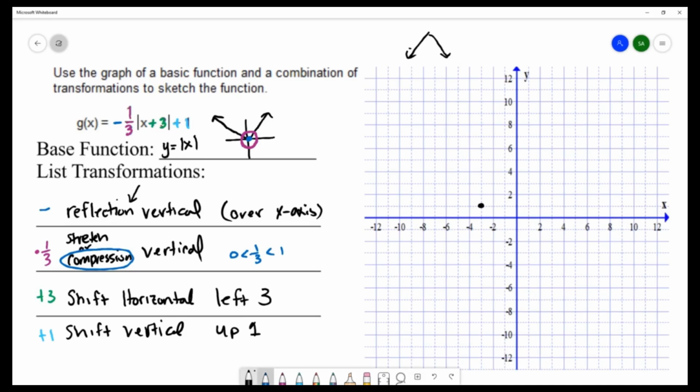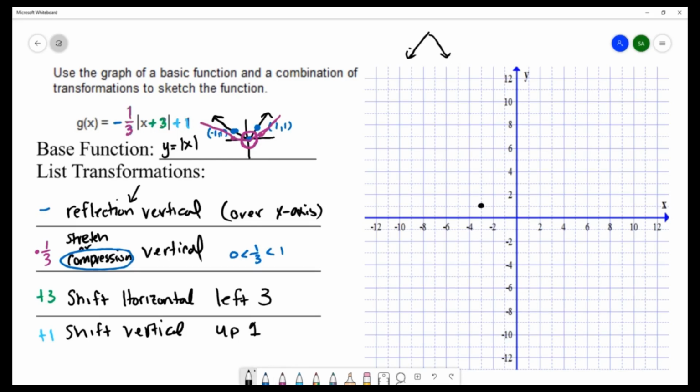So if I go back to this graph here, my base graph, we know where that corner occurs. It's at 0, 0. But then we have these 2 points here, which are 1, 1 and -1, 1. This compression is going to change just the y coordinate to be 1/3. So if we change it to be 1/3, that means that our V becomes a little bit wider.